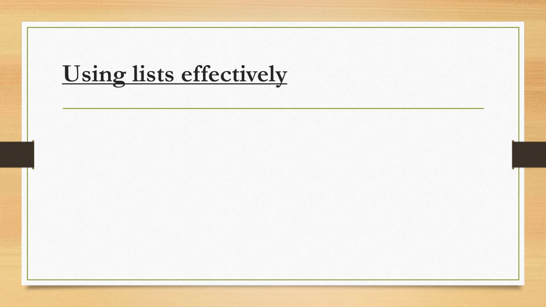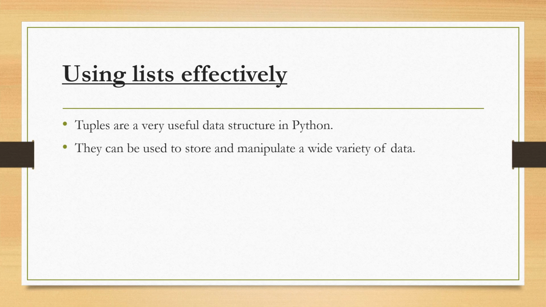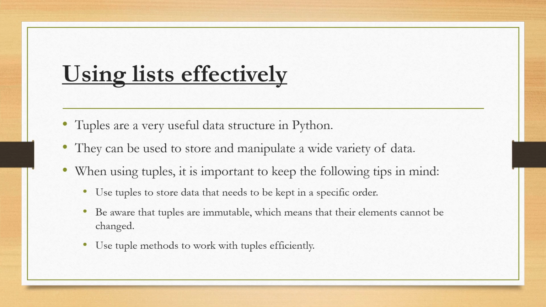Now, using tuples effectively. Tuples are a very useful data structure in Python. They can be used to store and manipulate a wide variety of data. There are some tips you have to keep in mind. Use tuples to store data that needs to be kept in a specific order. Be aware that tuples are immutable, which means their elements cannot be changed. Use tuple methods to work with tuples efficiently.